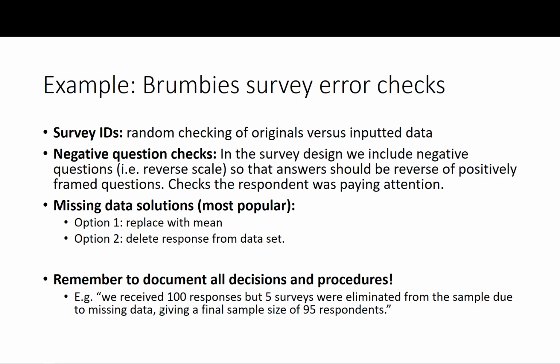Look at the missing data. Like I've already said, you need to either replace with the mean or delete the response from the data set. And finally, you need to document all of the decisions and procedures that you used. For example, if you are using option 2 in your missing data solutions, then you need to report that we received, for example, 100 responses, but 5 surveys were eliminated from the sample due to missing data, giving a final sample size of 95 respondents. This is how these kinds of decisions are reported.